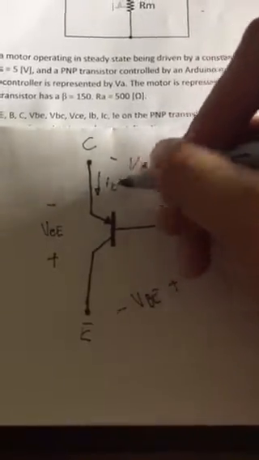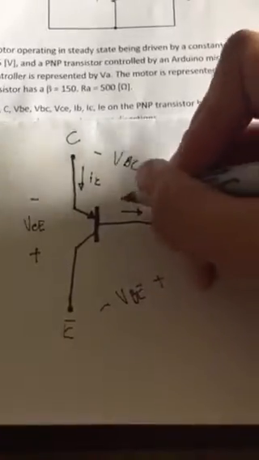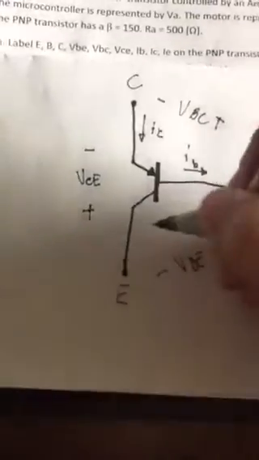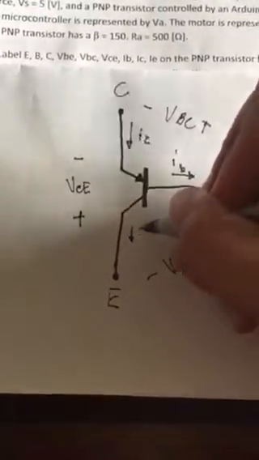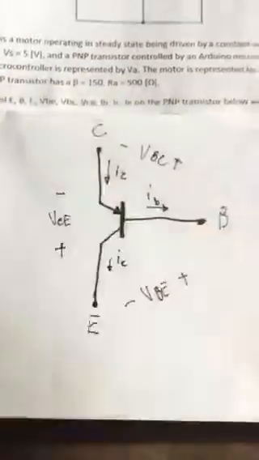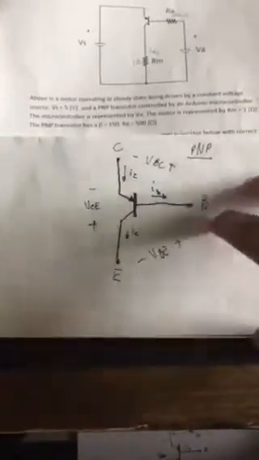IC, IB, and IE. And there you have a PNP transistor. So there you go. There's our answer for 3A.